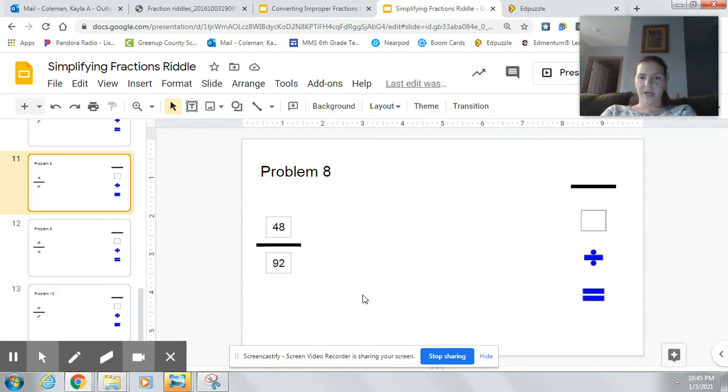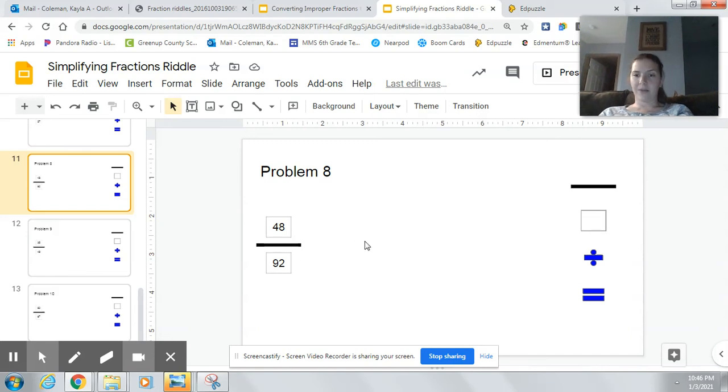Okay, so we have 48 over 92. You might not be thinking of multiplication facts that will get 92. 92 will not be found on your multiplication chart. But one thing that would help you is figuring out that 92 and 48 are both even. For an even number to be divisible by 2, it has to end in a 0, 2, 4, 6, or 8. 92 ends with a 2, 48 ends with an 8. They're both even. You can divide them both by 2.